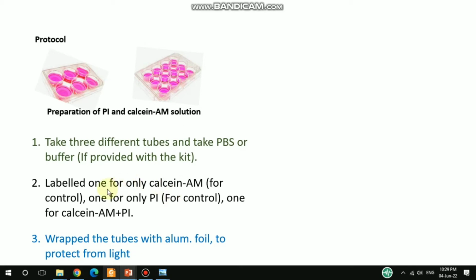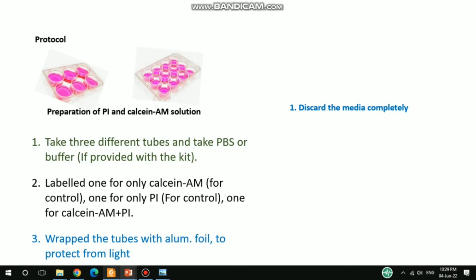Then label one tube for only calcein-AM, this is the live cell control, one for only PI, this is the dead cell control, and another one for the test group, calcein-AM plus PI. All of the tubes you have to wrap with aluminum foil to protect from the light. You have to prepare this calcein-PI freshly, not use a stored one.